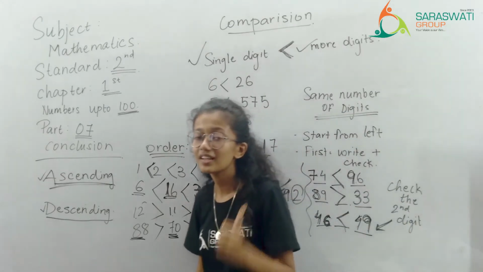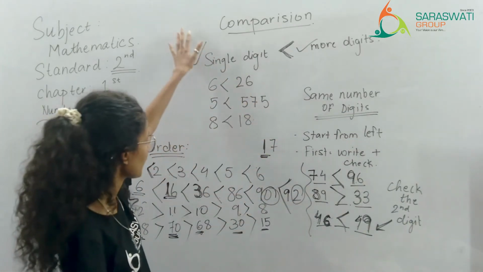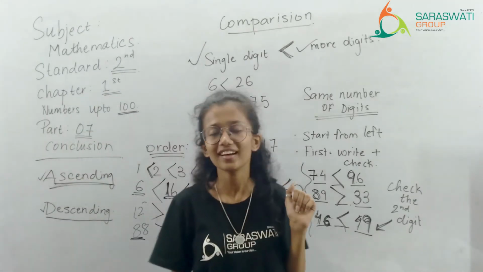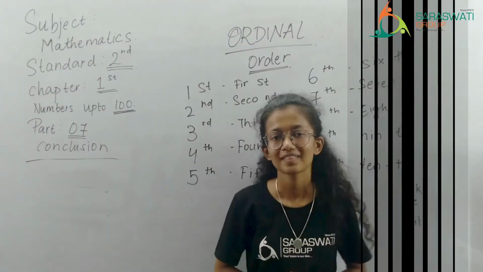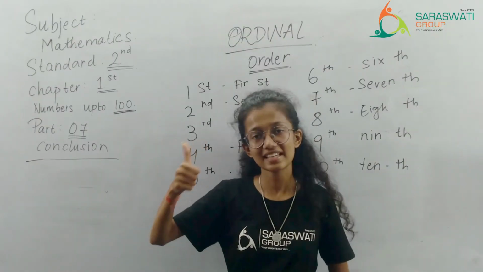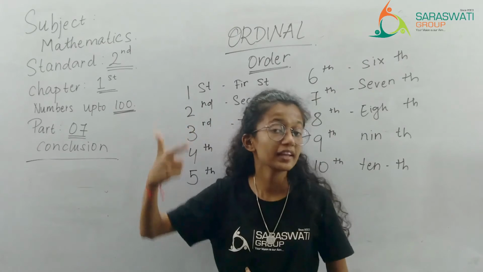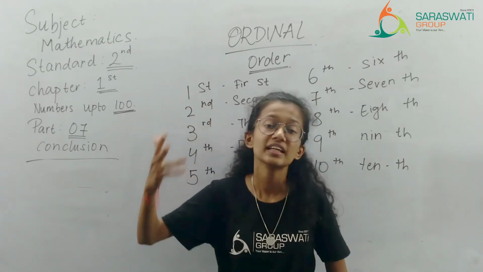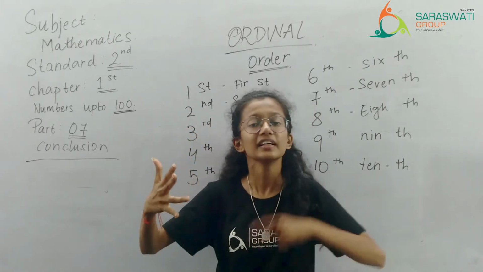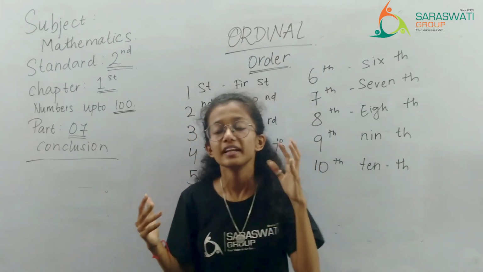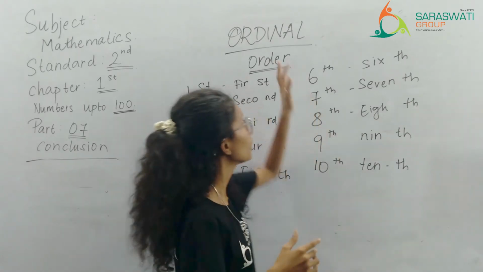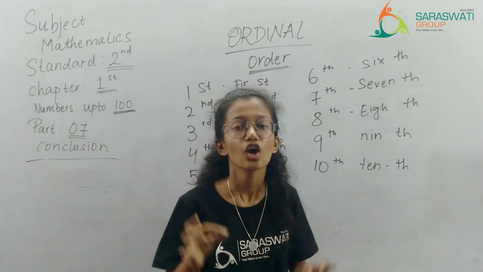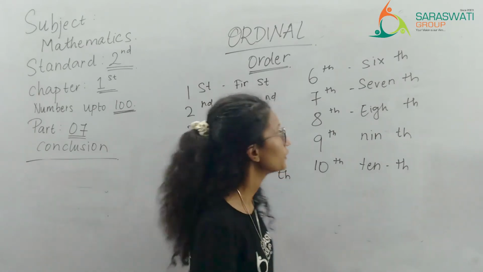So here we are done with the concept of comparison and orders. Now let's look at another concepts. So after place value, face value, expanded form, comparison, ascending order, descending order, now we are gonna learn ordinal numbers. Repeat after me. Ordinal numbers.